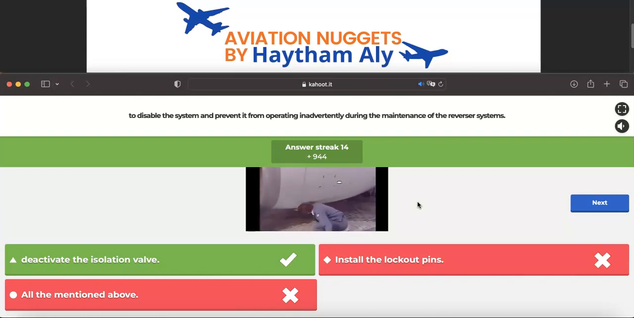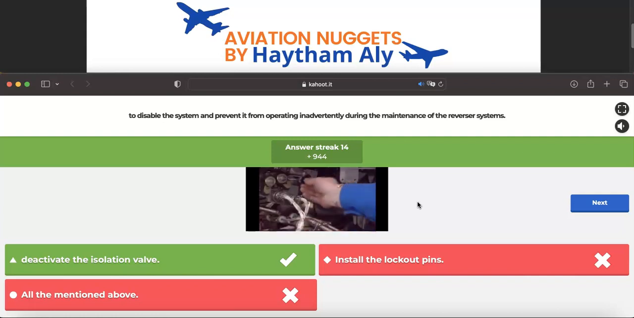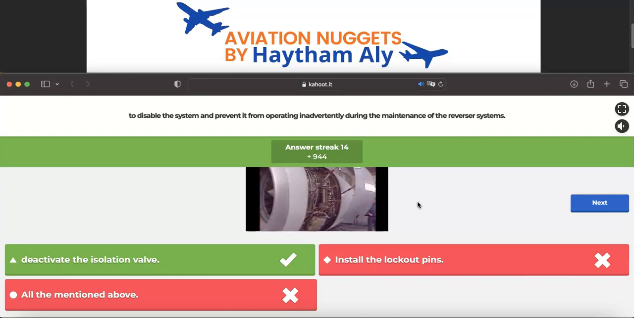Now the mechanic will open the fan cowl and access the hydraulic control unit, accessing the lever on the hydraulic control unit, and will shut down or deactivate the isolation valve. You see, releasing the pin and closing the isolation valve. This is a maintenance deactivation for the thrust reverser.